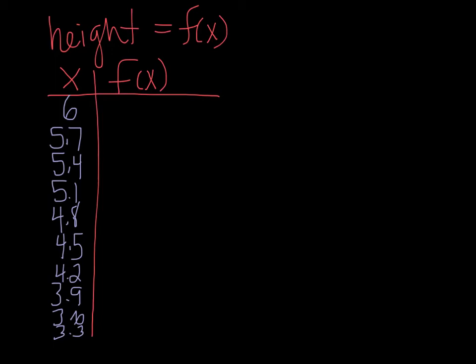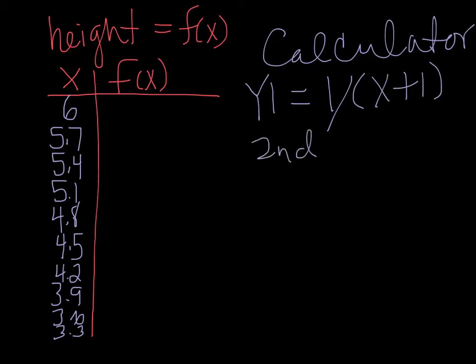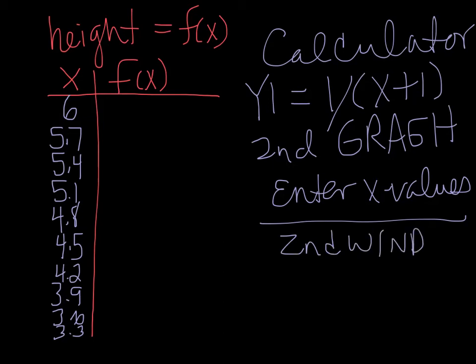So in your calculator, you can also do this in the Excel program. You can get the right and the left hand that way. But I'll show you semi by hand how to do it. If you go into y equals, and under y1 or whatever one you want, make that 1 over parentheses x plus 1. And then you do second graph to get the table, and then enter the values. Make sure that under your table properties, which is second window, you should make sure that under independent, it's under ask.